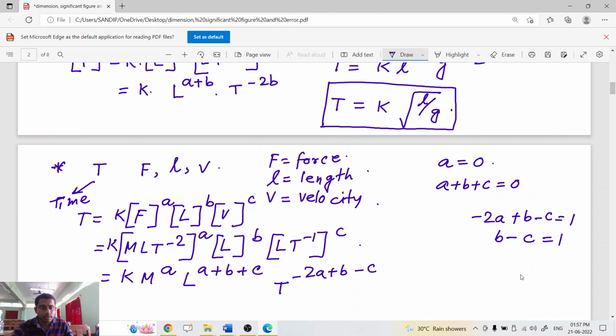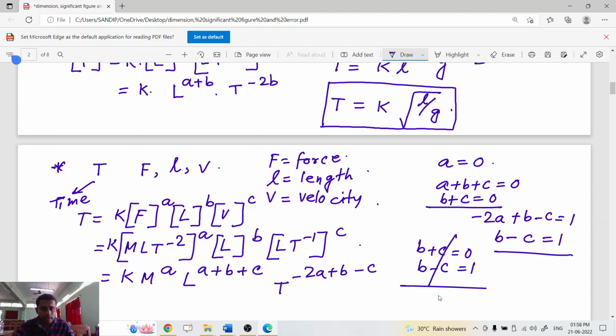So from this relation you can say that a is equal to 0, that means b plus c is equal to 0, and another one is b minus c is equal to 1. So solving the relations b plus c is equal to 0 and b minus c is equal to 1, that means if we add the two relations, 2b is equal to 1, okay, so b is equal to half.